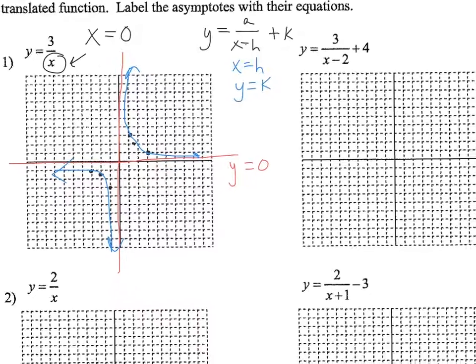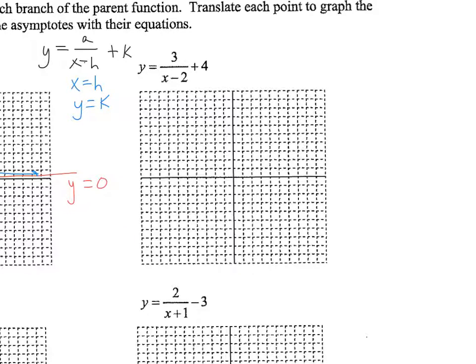And then over here, let's figure out our asymptotes first. I'm going to shift right 2, so it's going to be x equals 2. So I have this vertical line at x equals 2. And then I'm adding 4, so my horizontal asymptote is y equals 4. What you want to do is plug in numbers to get points on your branches. I can't plug in 2, because then you'd divide by 0. So I could plug in 3.